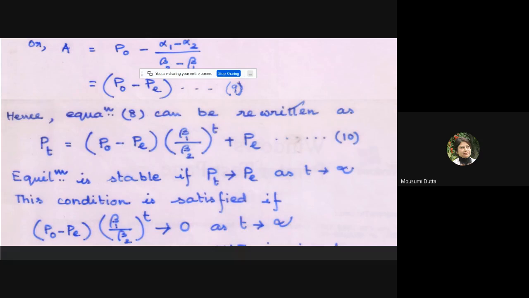You have the equation (P0 minus PE) times (minus beta 1 by beta 2) to the power t, which should move towards 0 as t tends to infinity. This is the requirement. Given P0 minus PE is a constant, this entire term can move towards 0 if mod beta 1 by beta 2 is less than 1. So mod beta 1 by beta 2 less than 1 appears as the stability condition of this dynamic equilibrium.